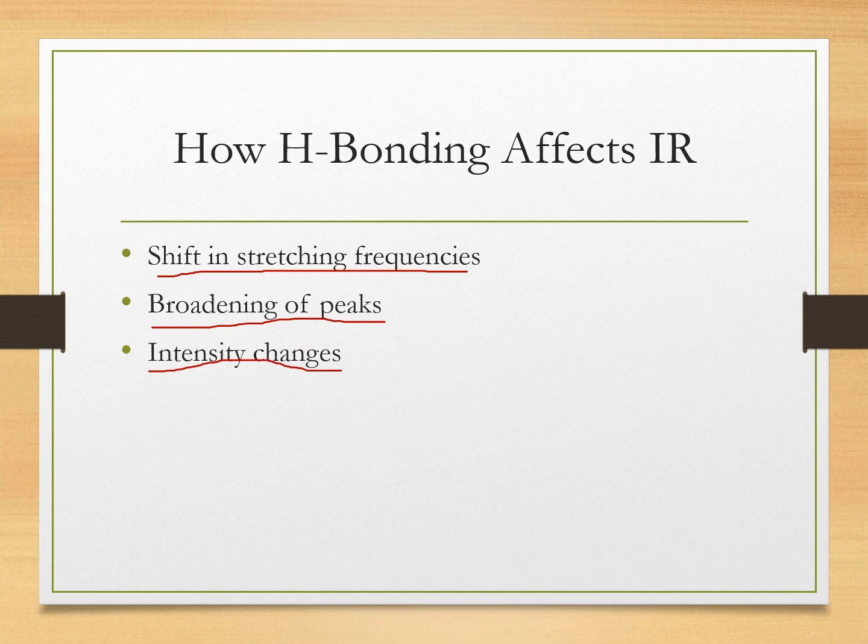Number three is increase in intensity. If the intensity is increased, the peaks become stronger due to increased dipole moment during vibration. Altogether, these effects allow us to easily recognize hydrogen bonding in an unknown sample.